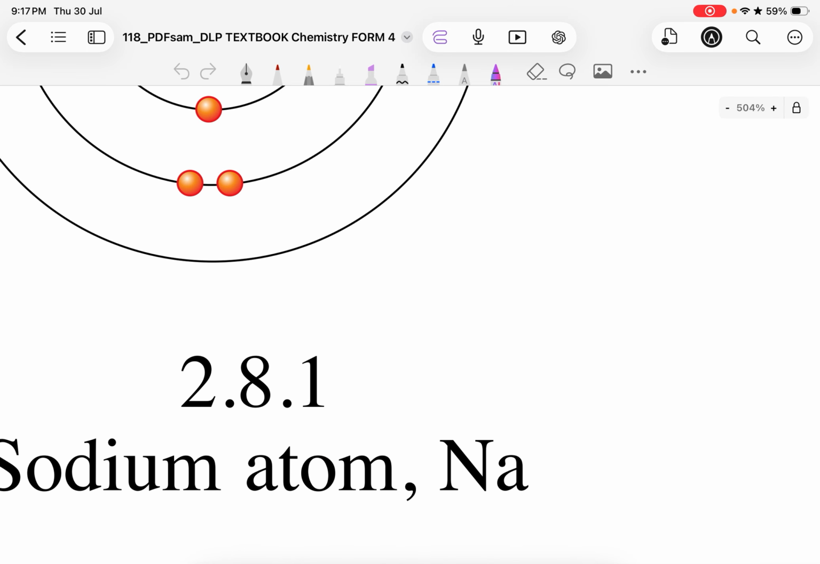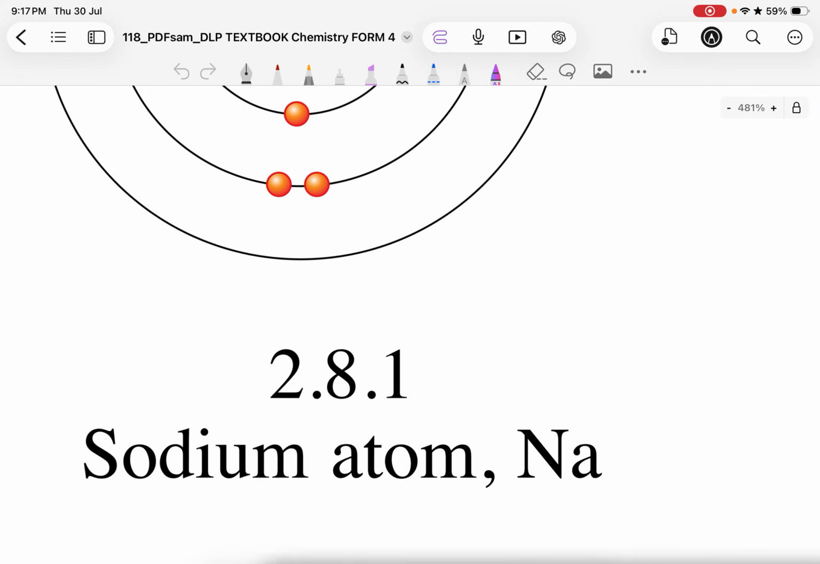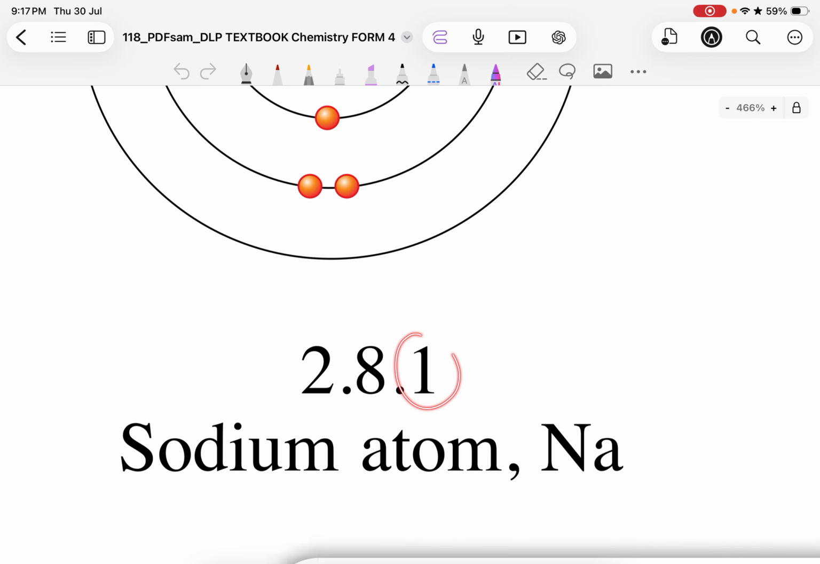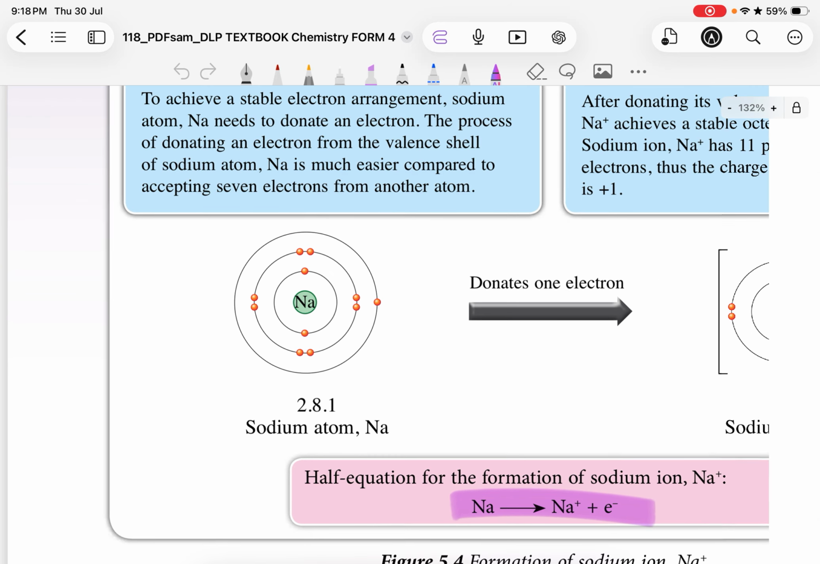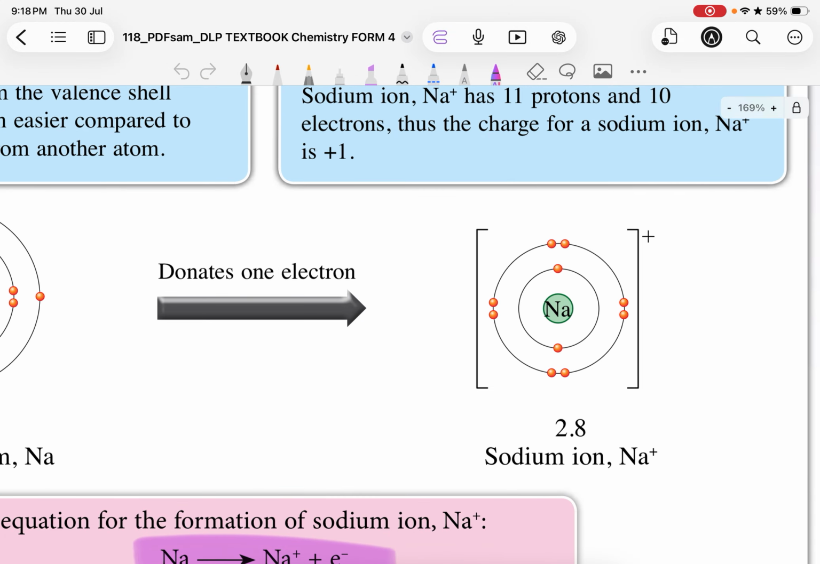For example, sodium. Why do we need to transfer this electron? Basically we need to donate this electron instead of receiving, because it's easier for an atom to release, because it has one. Imagine, since it has one, it's easy to release rather than taking 7. Releasing 1 is better than taking 7, right? So that's why it will form a positive charge, which is the sodium ion.